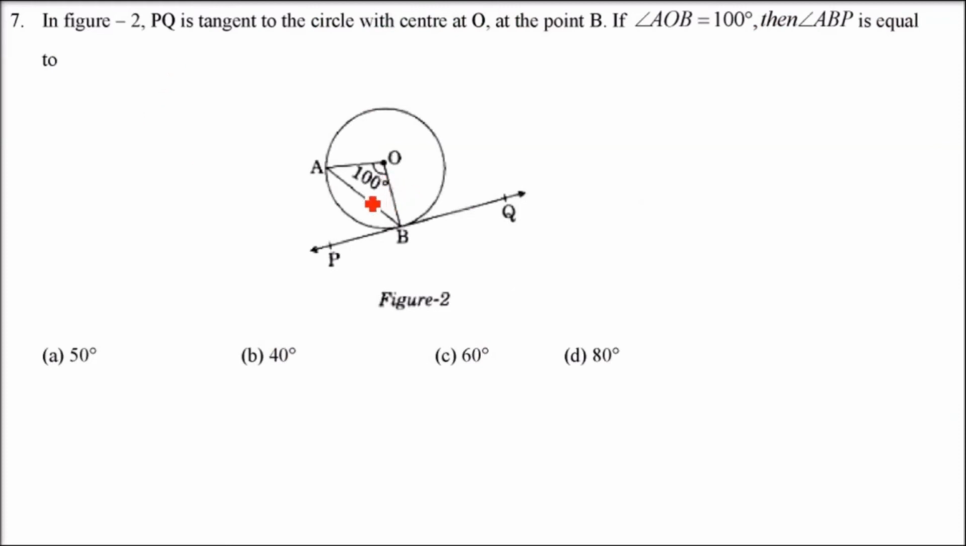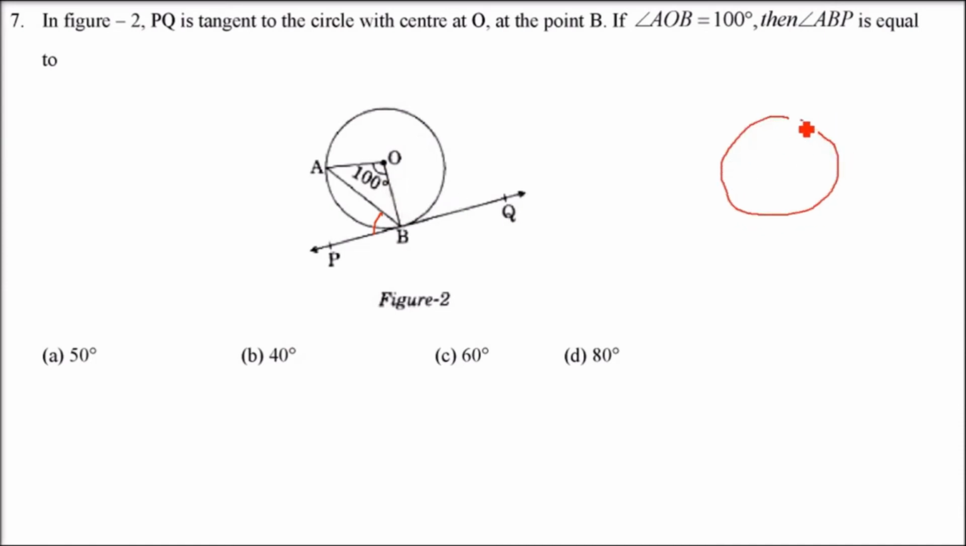Now here in figure 2, PQ is tangent to the circle with center O at the point B. Angle AOB is given as 100 degrees. Angle APB is what? So this is 100 degrees. Now this angle APB you have to find out. This APB, ABP. So two things are here.